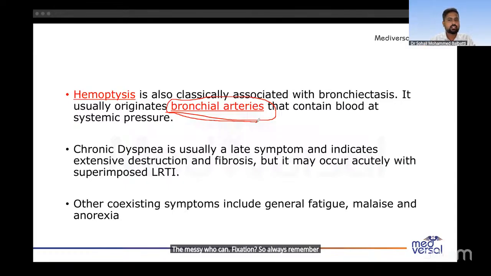And in the beginning, somebody has mentioned about the dyspnea. Yes, chronic dyspnea can also occur, but it is a very late symptom. And it is mainly because of the destruction and fibrosis. Okay, but in exacerbation, it can be due to superimposed LRTI, which is exacerbating their underlying airway disease like asthma or COPD. So also we have some coexisting symptoms like fatigue, malaise, or anorexia can also be there if there is an underlying tuberculosis.